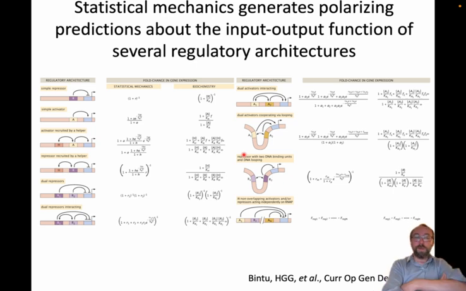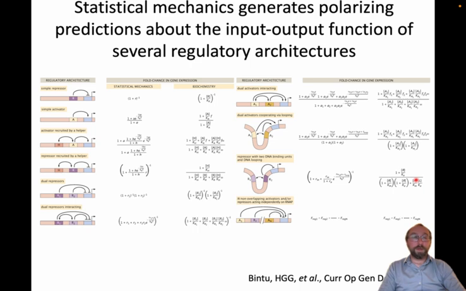There's all sorts of cool things that you can do, and we're just starting to scratch the surface of the types of ways that we can engage in this theory-experiment dialogue to try to reach a predictive understanding of how the number, placement, and affinity of transcription factor binding sites in regulatory regions dictates gene regulatory input-output functions. All right.